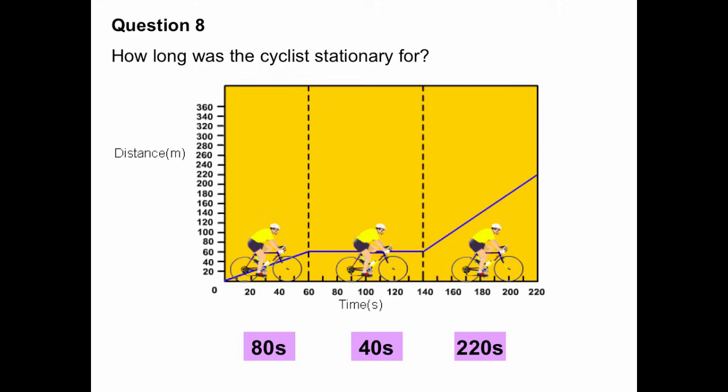Question 8. How long was the cyclist stationary for? Okay, so how long? That means we're looking for a unit of time. So you need to figure out where the line is straight and then add the times together. So do you think it's 80 seconds, 40 seconds, or 220 seconds?